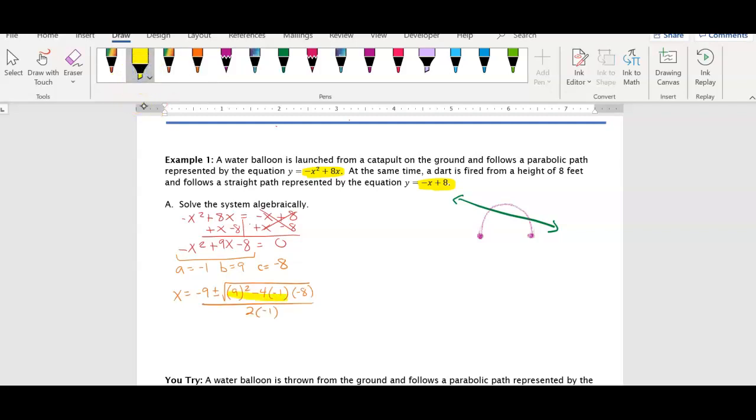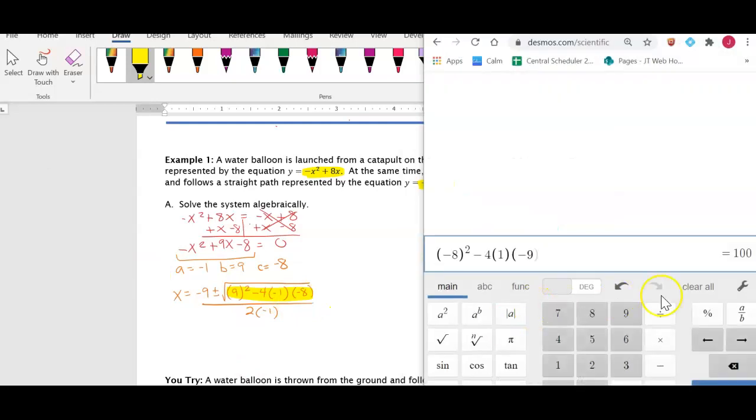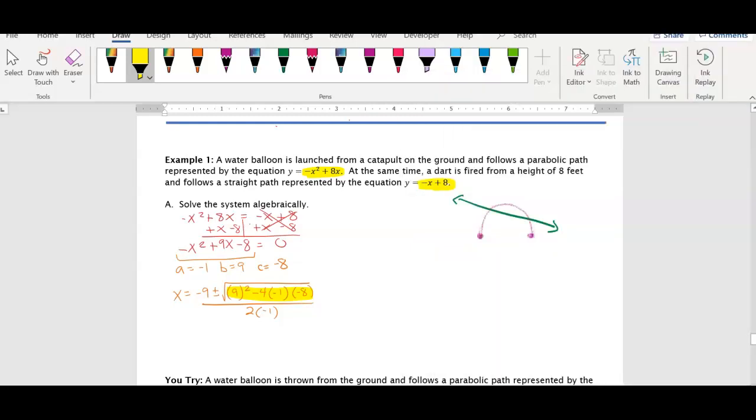So just as before, when we do quadratic formula, we want to figure out what's underneath the square root. So I'll get the calculator out. So I'm putting everything in the calculator that's under the square root. 9 squared minus 4 times negative 1 times negative 8. And I get the answer of 49. So I'm going to replace all that with 49. So I have x equals negative 9 plus or minus the square root of 49, all over 2 times negative 1 is negative 2. I now want to see if 49 is a perfect square, and it is, just so you know.